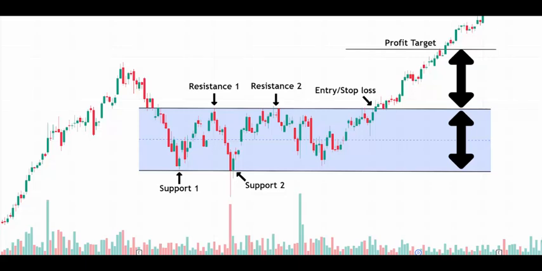It is important to have a sound risk management strategy in place and to only trade with money that you can afford to lose. With the right approach, the bullish rectangle pattern can be a useful tool for traders looking to profit from market trends.